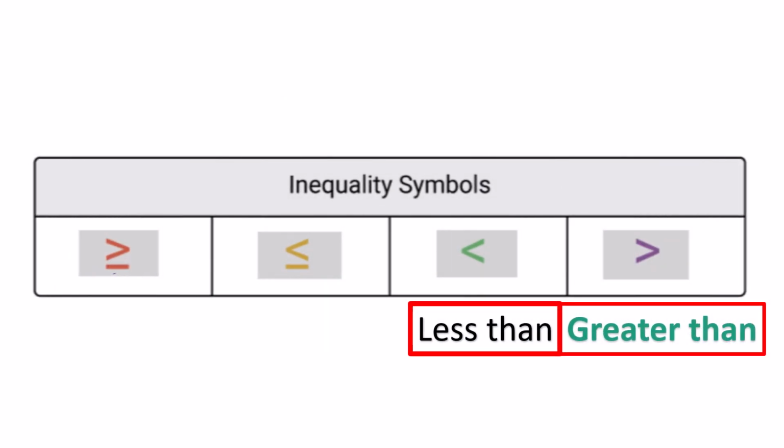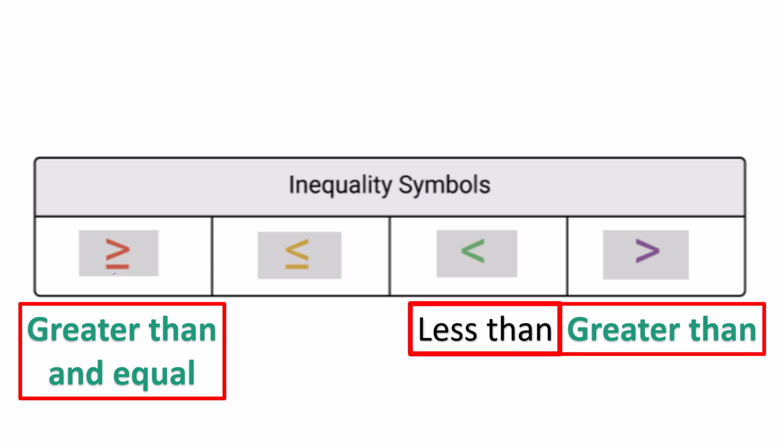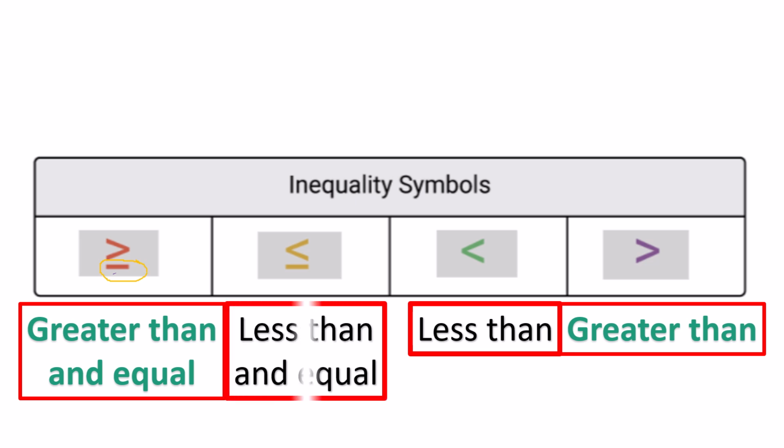So what are the inequality symbols? We have greater than and equal to. The equal to is the half of the equal sign. Then we have less than and equal to. Then we have the less than sign and then the greater than sign. So all these are inequality symbols. Remember, mathematics is made up of symbols.